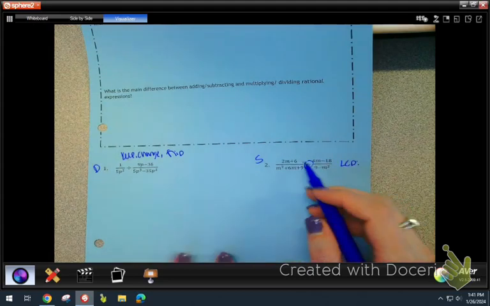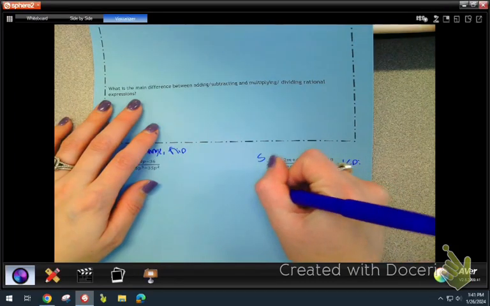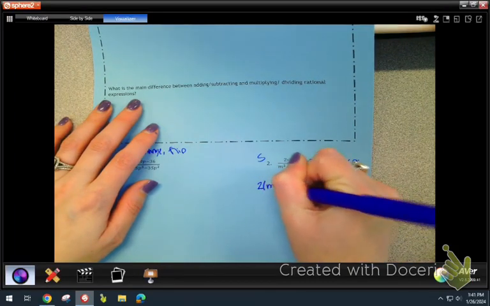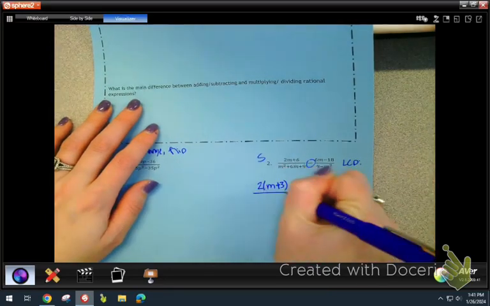Technically when we did adding and subtracting, step 1 was to try to factor your numerator and denominator as much as you can. Most of the ones in the notes last class, the numerators really didn't factor much, if at all. I know we factored denominators, but this one will. So what does 2m plus 6 factor to? Take out a 2, and you have 2 times m plus 3.